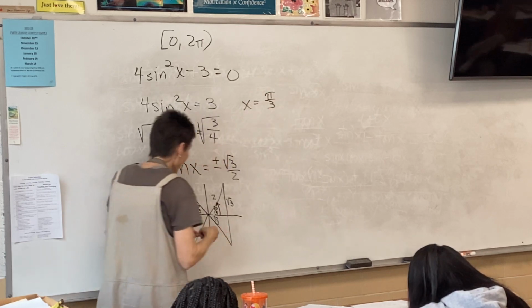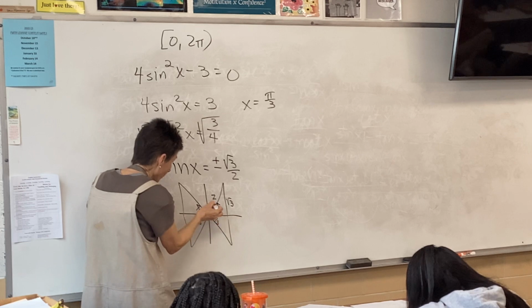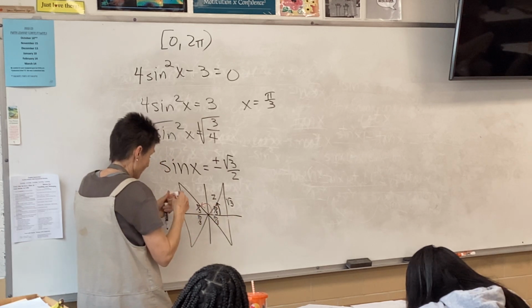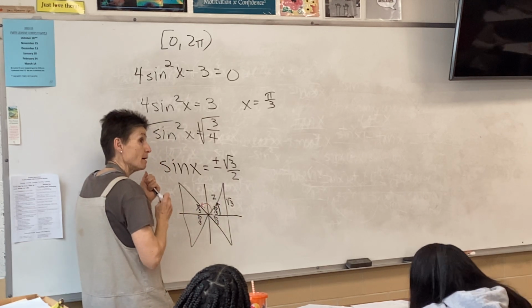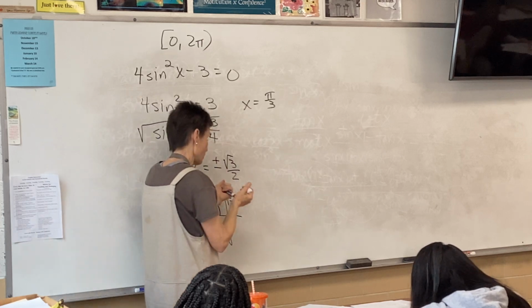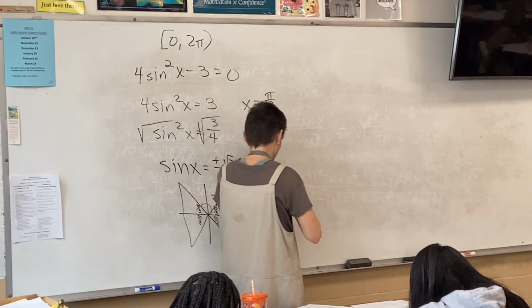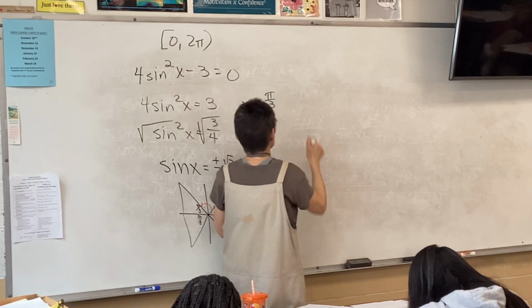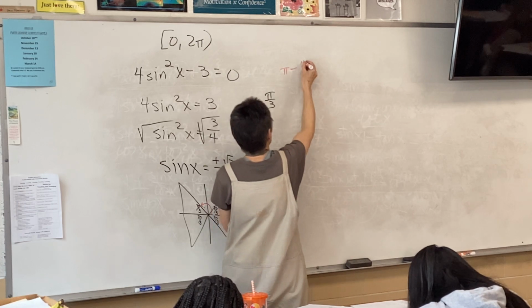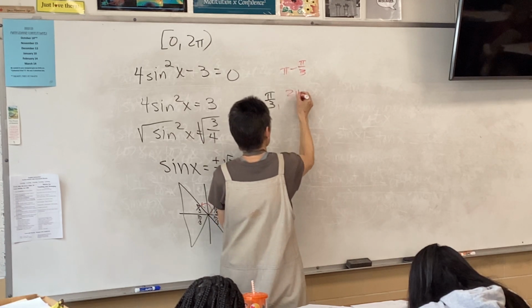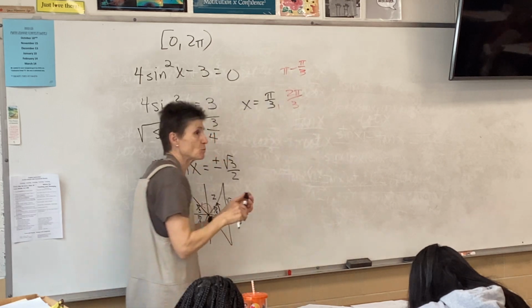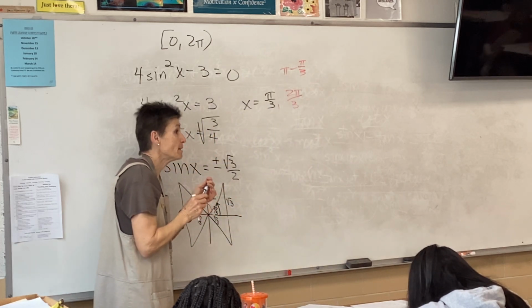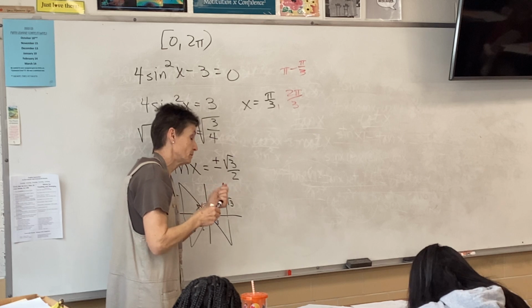But what about my red one here? Over here in quadrant 2, it's pi minus pi over 3, not 2 pi. So pi minus pi over 3 will be 2 pi over 3. Think of them as regular fractions: 1 minus 1/3 is 2/3.